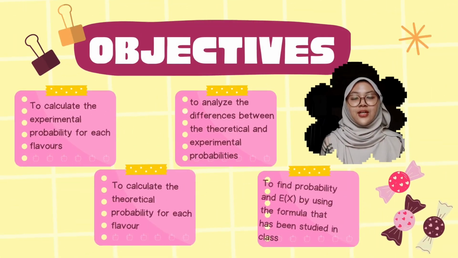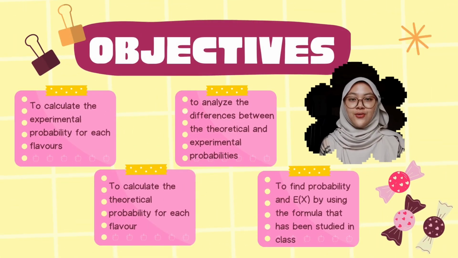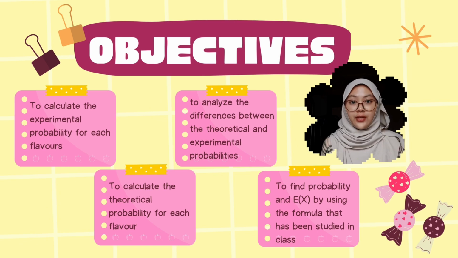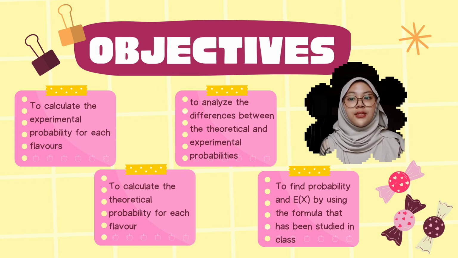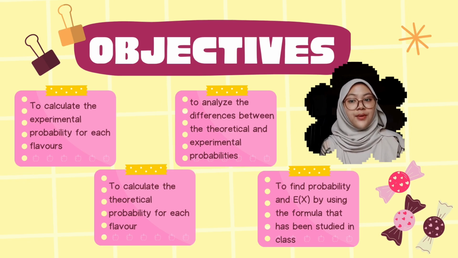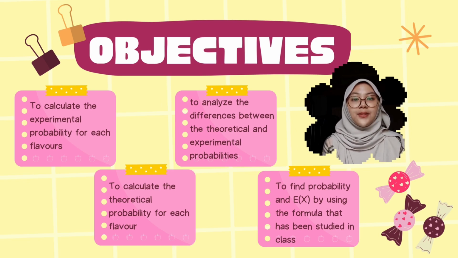Now, let's move to objective. So, the objective of this project is to calculate the experimental probability for each flavor. The second is to analyze the differences between the theoretical and experimental probabilities. Then, to calculate the theoretical probability for each flavor. And the last one is to find probability and EX by using the formula that has been studied in class.